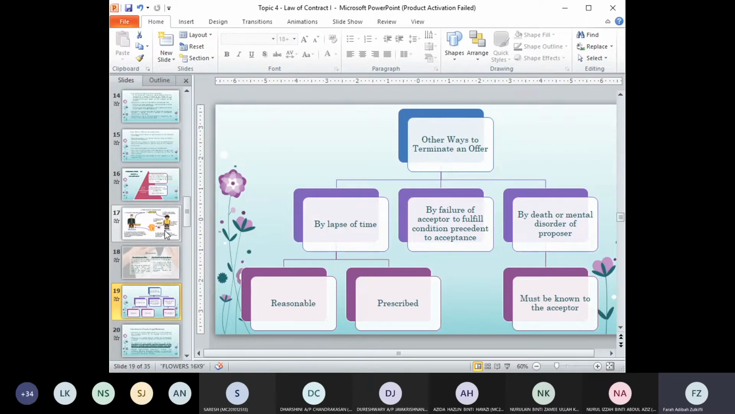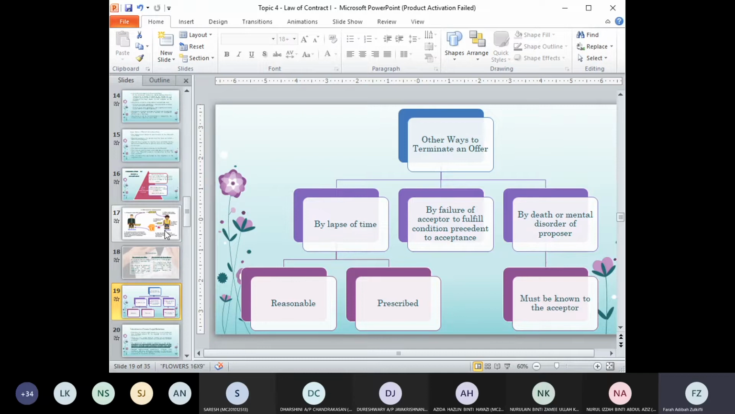Or if you don't put any prescribed time period, and the other party took too long to reply, you had already sent an offer and only after 3 months he wants to reply to the offer, you can also say that at that time the offer has already lapsed.